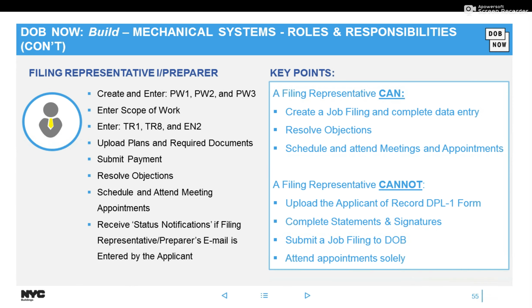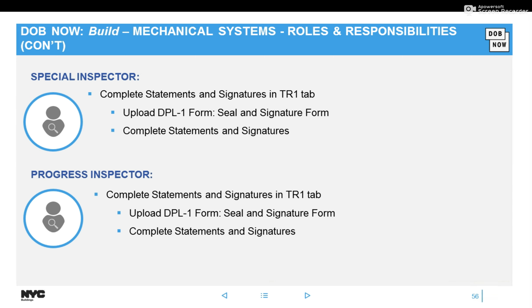And then we have the filing rep class 1, which could also complete data entry, resolve objections. They could schedule and attend meetings, however, they just can't attend meetings solely. They cannot upload the applicant of record's DPL-1 form, complete statements and signatures, or submit the job filing to DOB. Then we have the special and progress inspectors, and they go to the technical report tab and they take responsibility, and then they upload their DPL-1 form. So you'll see me do that when I create my job filing.